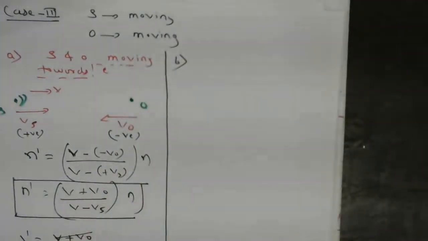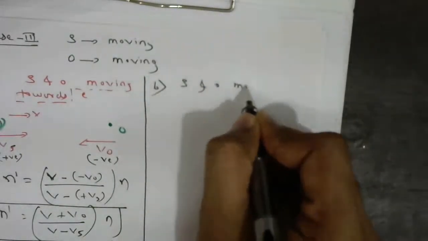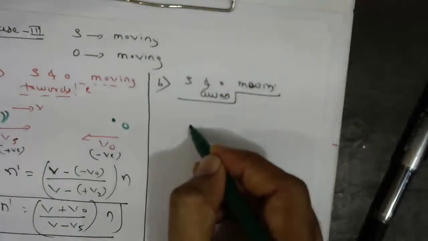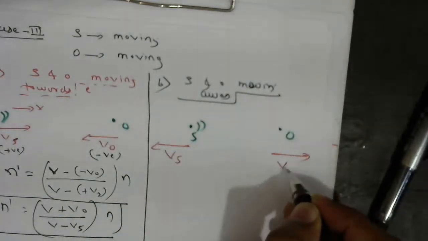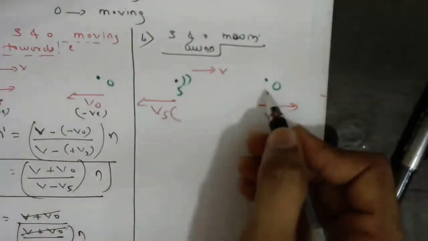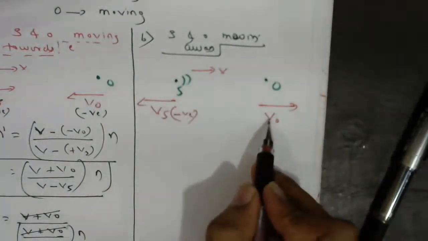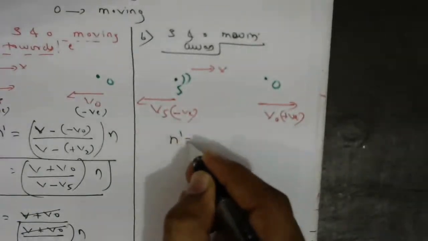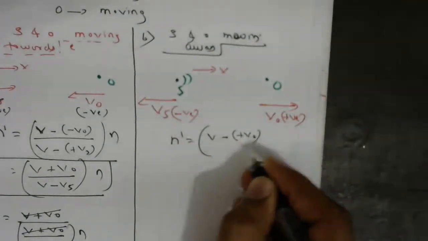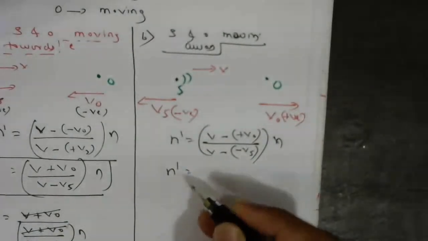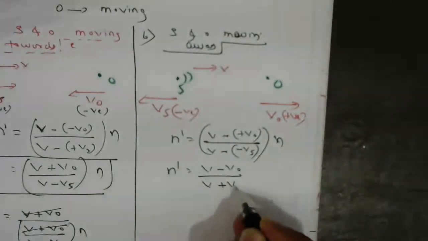Second case: source and observer moving away from each other. Source and observer, both are moving away. Velocity of source, velocity of observer, and velocity of sound. The velocity of source is in which direction? Observer to source, so you have to take negative. The velocity of observer is from source to observer, so you have to take plus. Then, by the standard formula, V minus into plus V naught, you keep V minus as it is, and for Vs you take minus Vs into N. N dash is equal to V minus V naught upon V plus Vs into N.